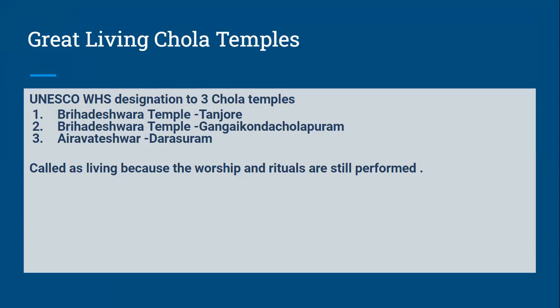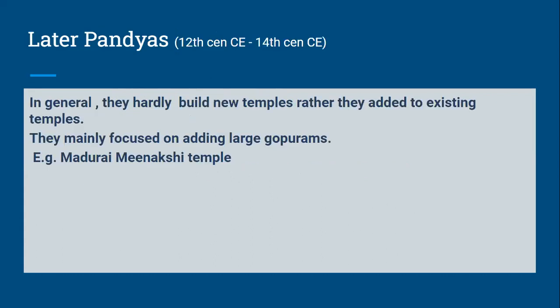The reason being that up till now the rituals in the temple are still being performed. From 1,000 years ago, the rituals that were performed from the Chola period, today also the same rituals are being practiced. So it's an example of carrying ahead the living tradition of that time, and as a result these temples are categorized as the great living Chola temples, and they have been designated as UNESCO's World Heritage Site. So this is all about the Cholas.